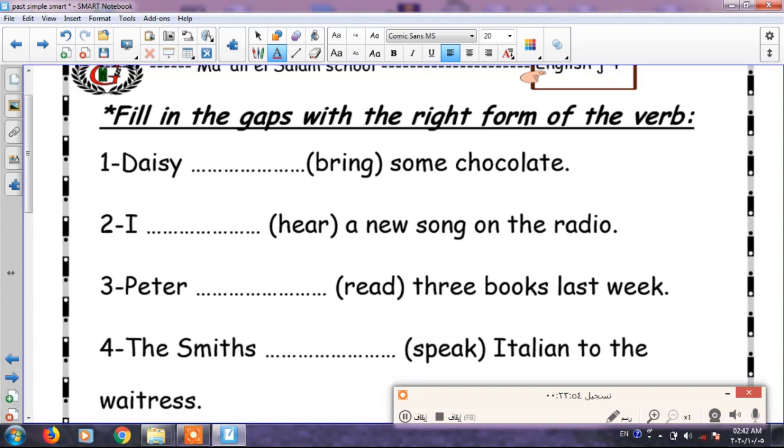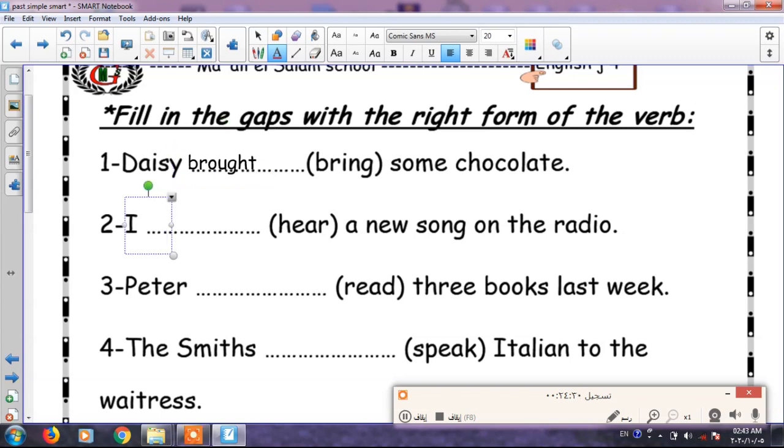Daisy brings some chocolate. Okay, what's the past of bring? If you memorized, bring is an irregular verb. So I can't add d or ed or ied. The past of bring is brought. So I will write here brought. So it will be Daisy brought some chocolate.